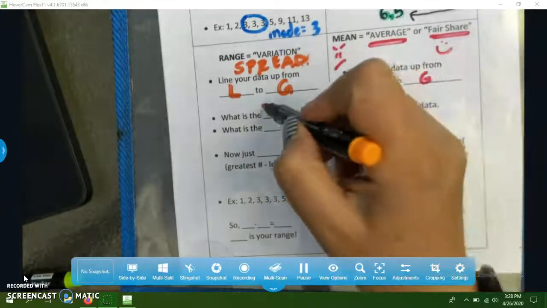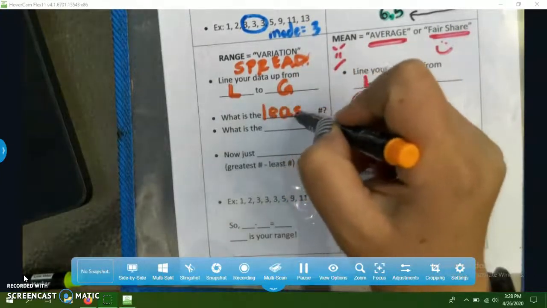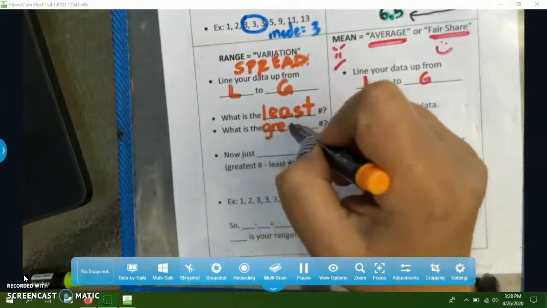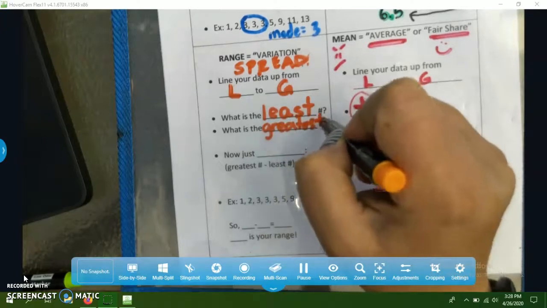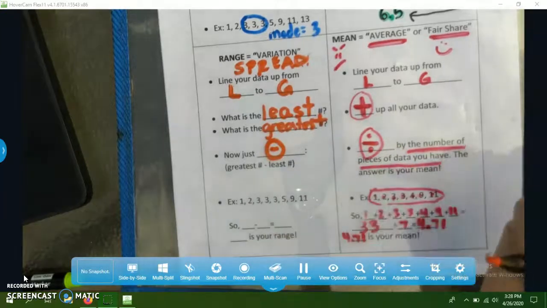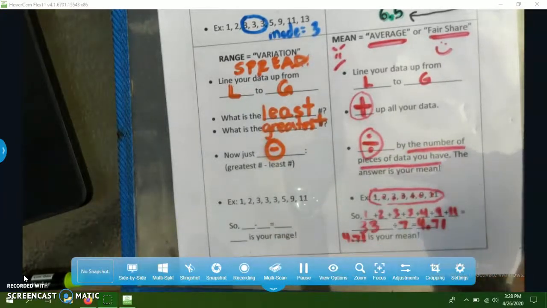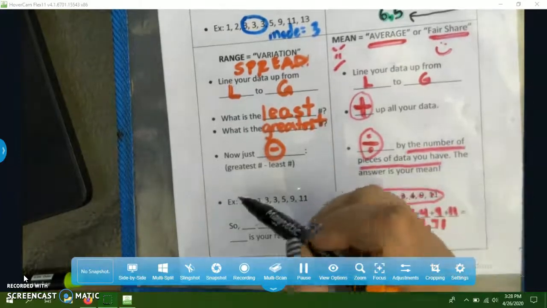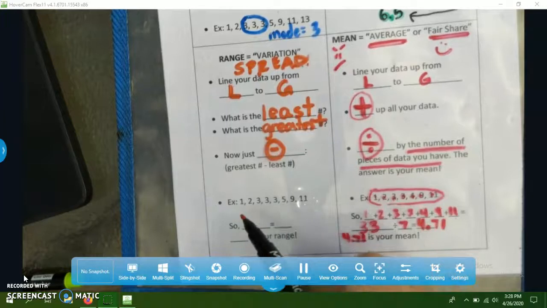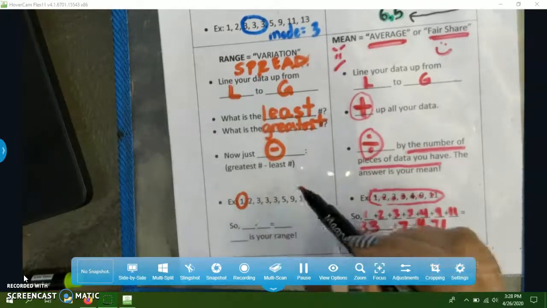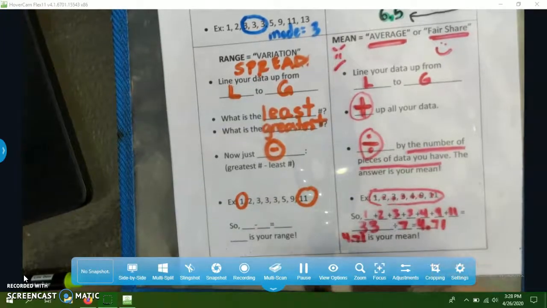We want to know the least number in our data and the greatest number in our data, and then we're just going to subtract. Of course, we put the greatest number in front so that we end up with a positive answer, not a negative answer. If I look at this set of data, making sure it's lined up least to greatest: 1, 2, 3, 3, 3, 5, 9, 11. I want my lowest number and my highest number to find the range.